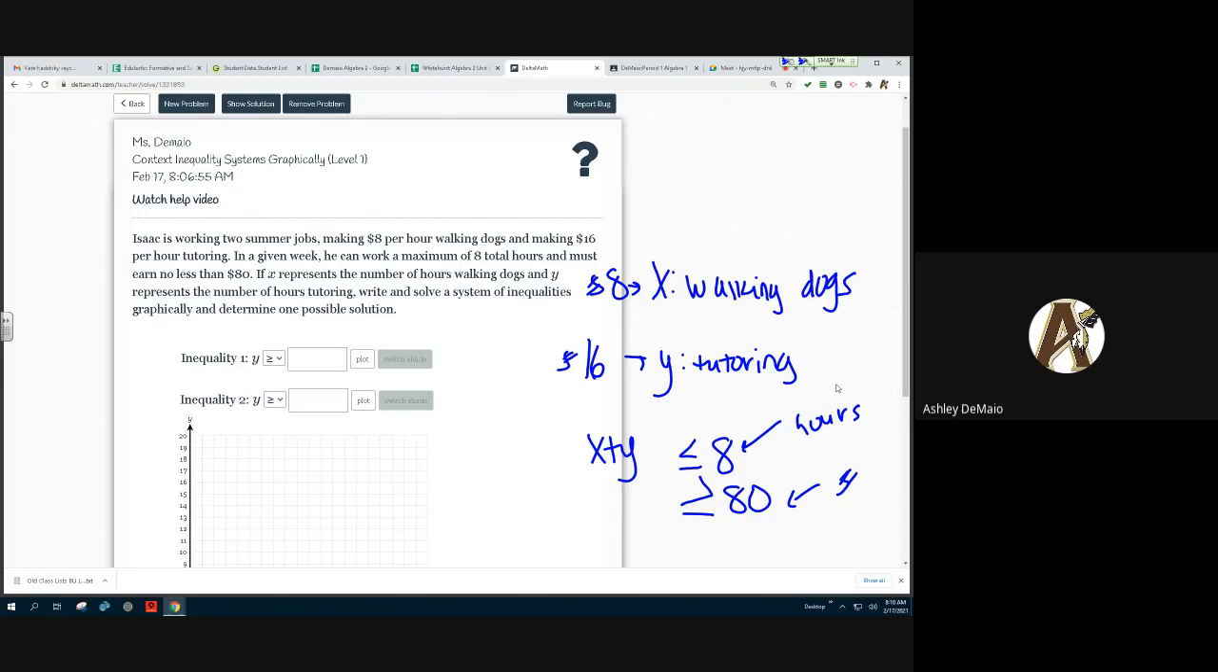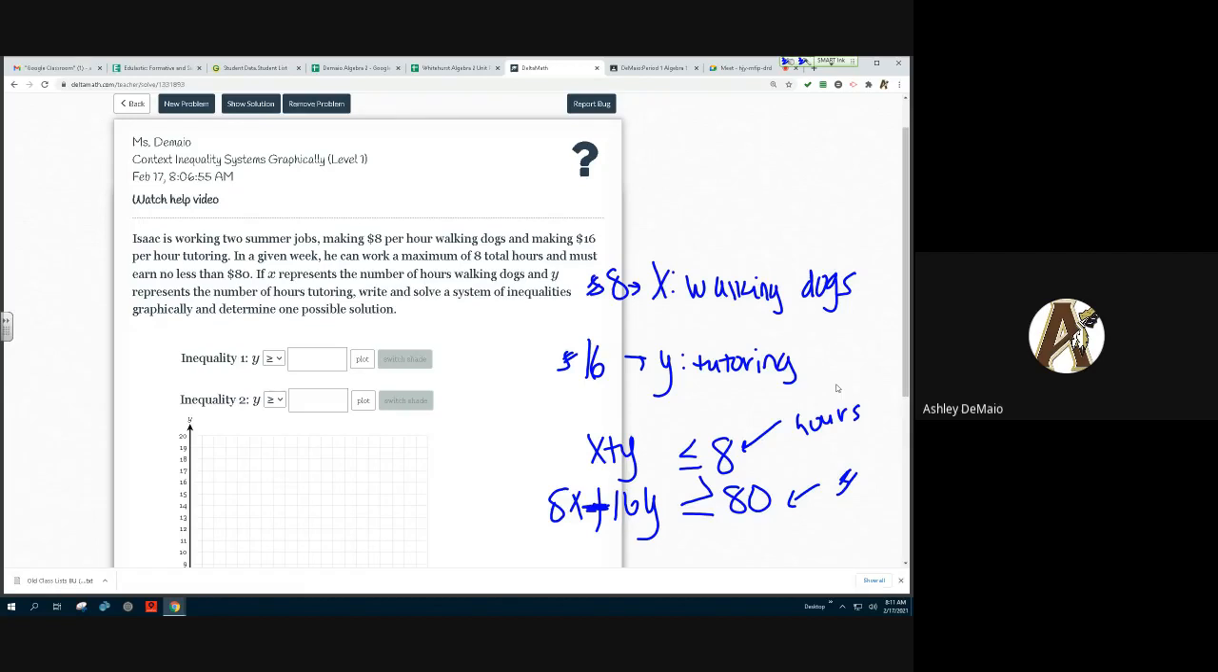So we know he's working X amount of hours walking dogs. He makes $8 per hour walking dogs, plus $16 an hour tutoring, and Y determines the hours tutoring, so that we have our 2 equations now, our 2 inequalities. Okay, the next thing we need to do is to rewrite them so that we can enter them in this box here.